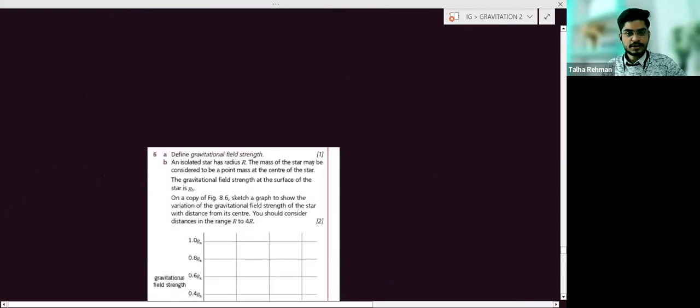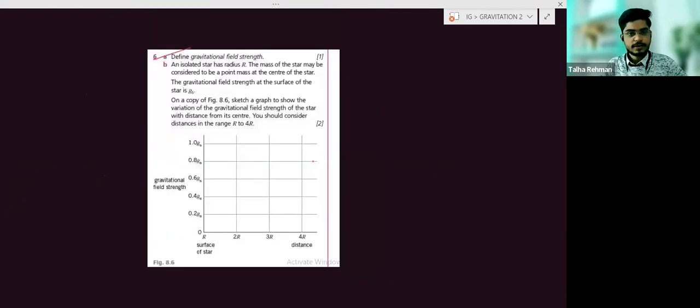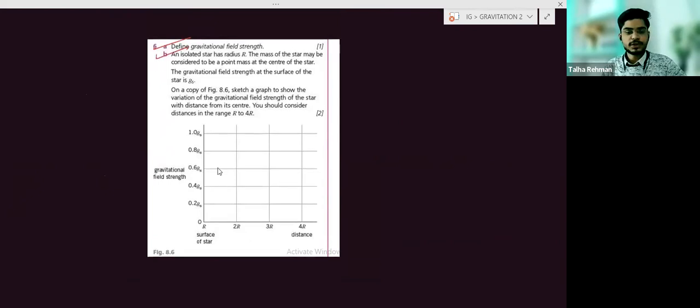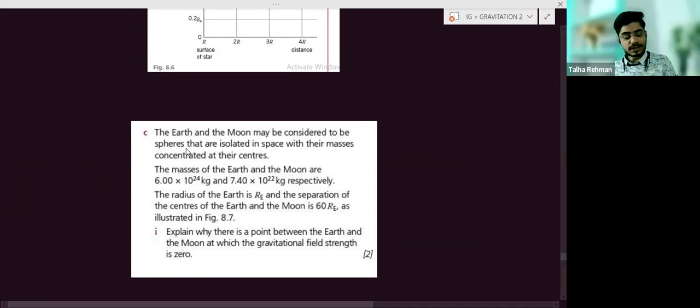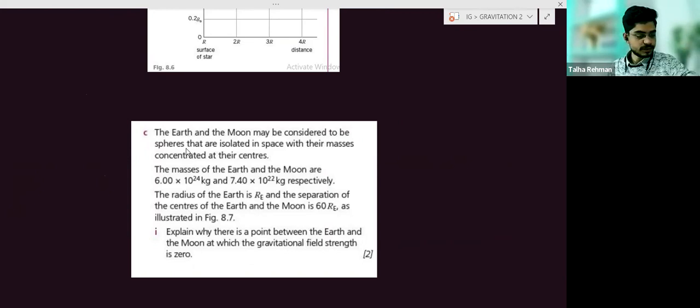Now we did question number A, and we did question number B. Question number C we have to do now. In question number C, there are also sub parts.